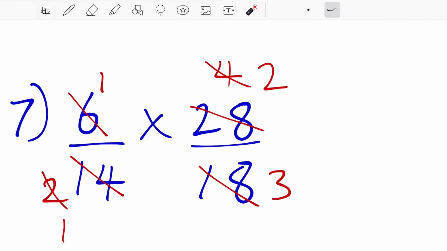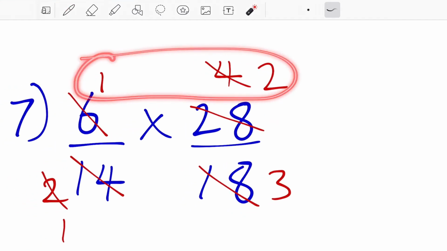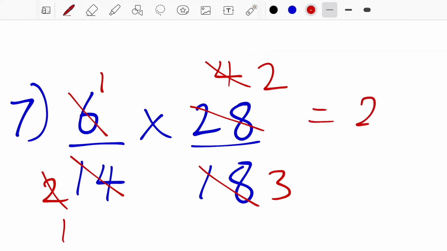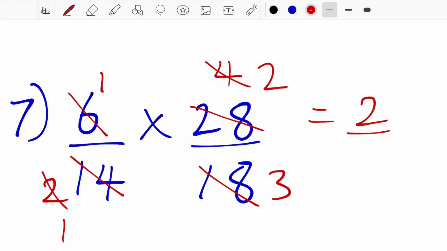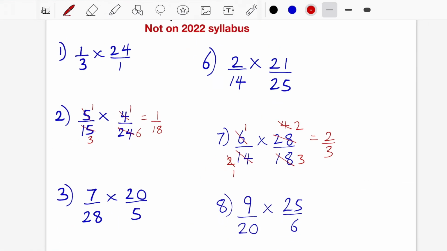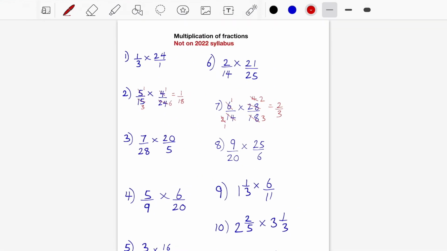So now we multiply across. 1 times 2 is 2. And 1 times 3 is 3. So the answer is 2/3. So go ahead and try the rest of the questions.